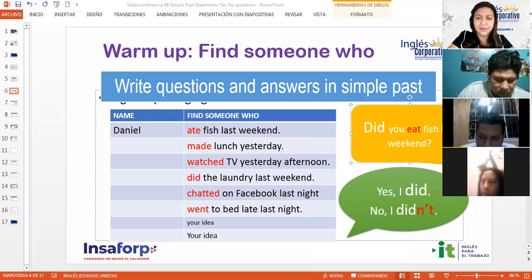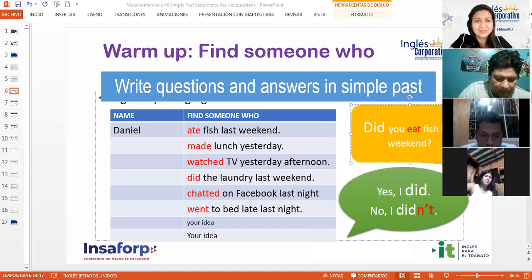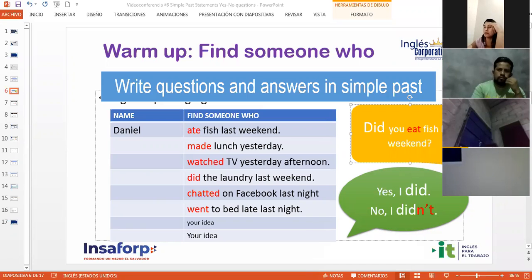¿Puede alguien explicarme lo que vamos a hacer? No importa si lo dice en español. Vamos a hacer las preguntas que están en el right question and answer in simple past. Vamos a usar el auxiliar did, porque vamos a preguntar si han hecho alguna de esas actividades, por ejemplo, si comió pescado el fin de semana. Y le vamos a preguntar a los del grupo y los que sí lo hicieron van a contestar, yes, I did. Los que no, pues no, I didn't. Y vamos a tomar nota de los nombres de quienes afirman que sí hicieron esa actividad. Exactly. Y no van a escribir los nombres de quienes dicen que no. Only if they say yes.